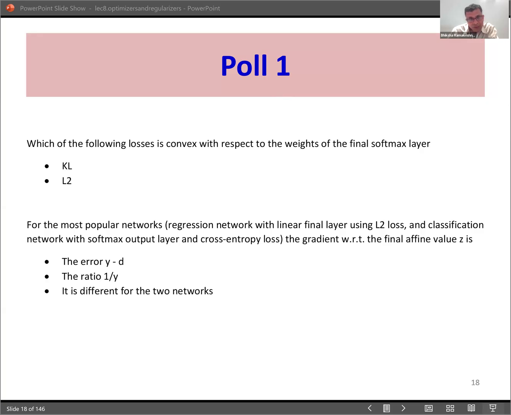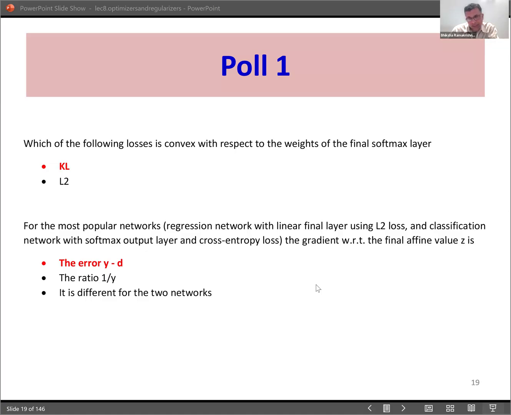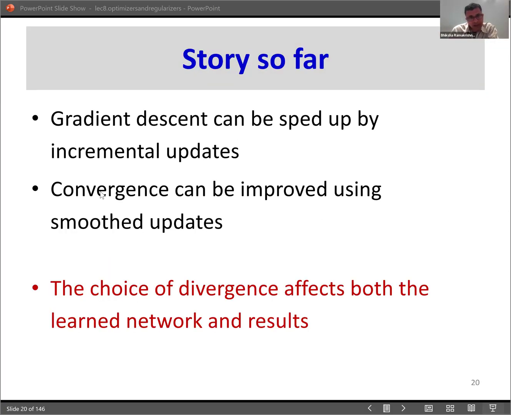So, first question, which is the correct answer? Which of the losses is convex with respect to the weights of the final softmax layer? For the most popular networks, a regression network with a linear final layer using L2 loss, or a classification network with softmax layer and cross entropy loss, the gradient of the loss with respect to the final z is y minus d, right? So beautiful. You guys got it all. These are the answers. Thank you.